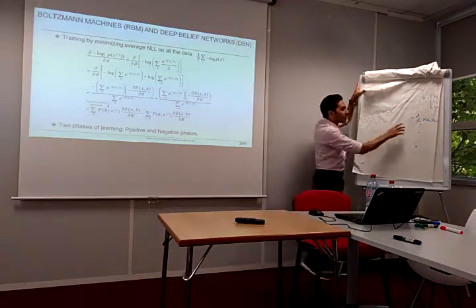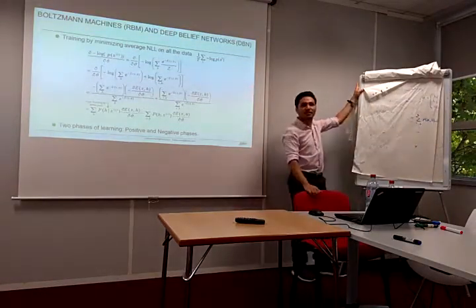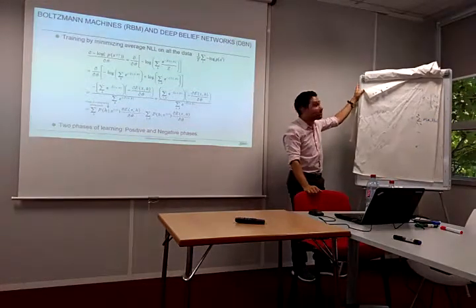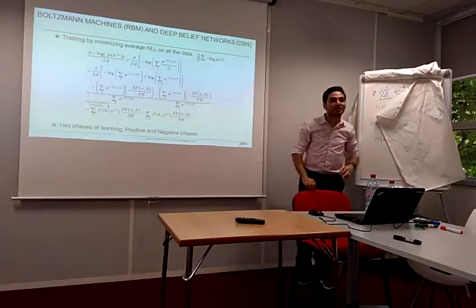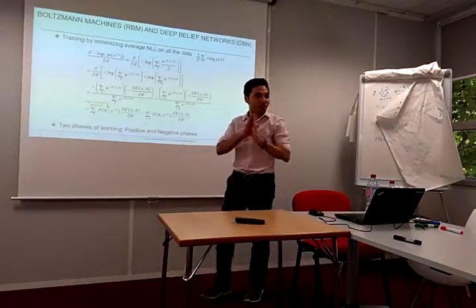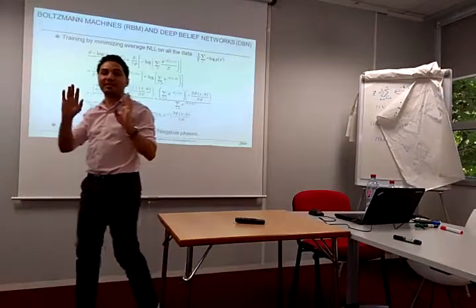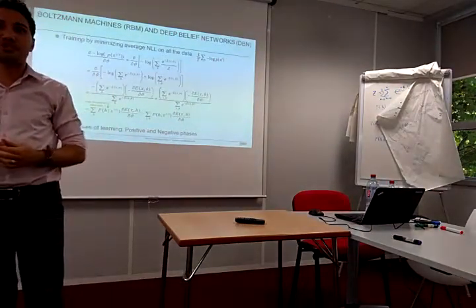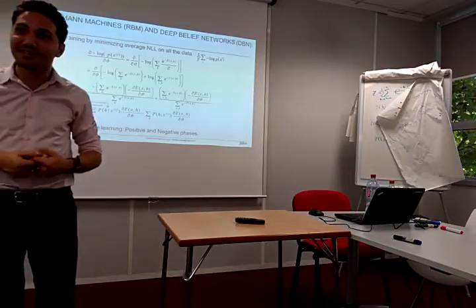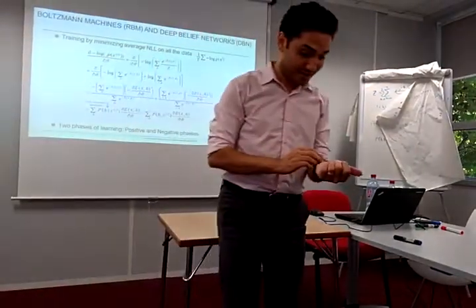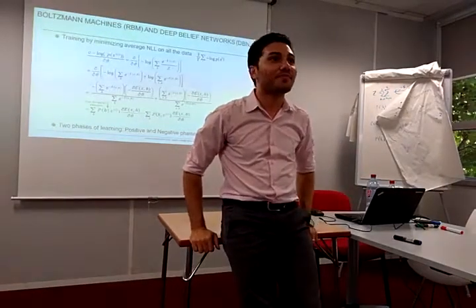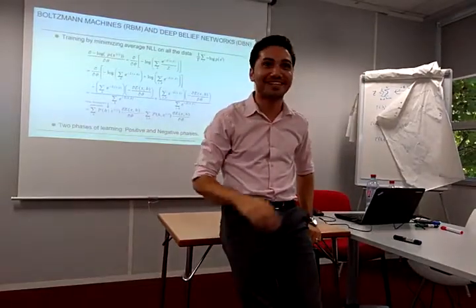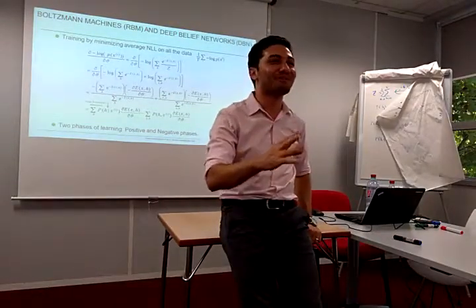And what is P of x and h? What is the equation of P of x and h? We assumed its format from the beginning. We assumed that it's e to the power minus E over Z. Why did we assume it this way? If you digest this slide, you have the Boltzmann machine. So be patient. Don't lose hope.